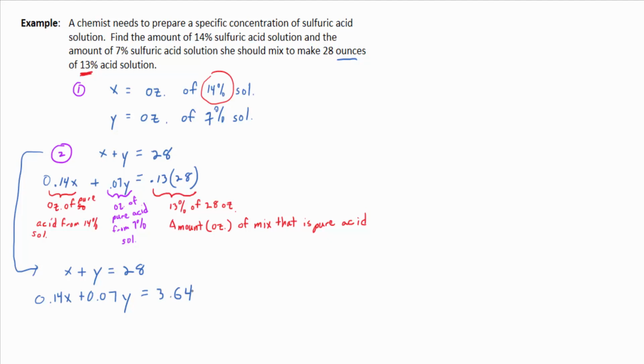Could multiply through by 100, both sides, right? Since I'm using a calculator, I don't really care if I do that or not. But if you want to, go for it. So I'm just going to leave it as is, though. What method do you want to use to solve that system? I think either one works just fine. Substitution or elimination. Let's use substitution. So what variable do you want to solve for? Y. So you want to solve for y.